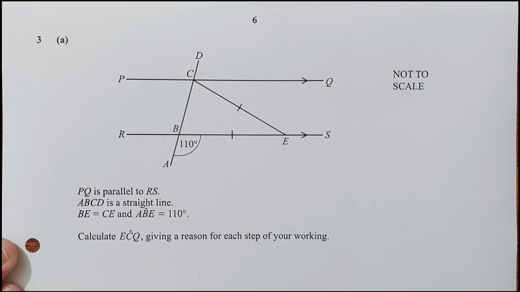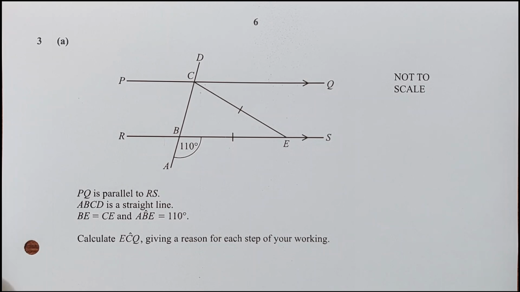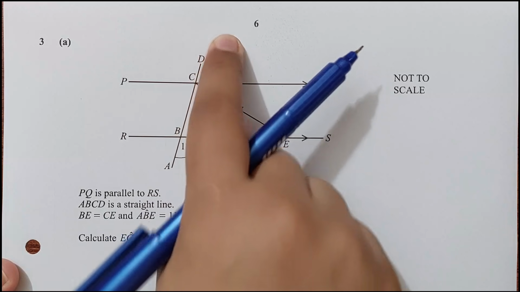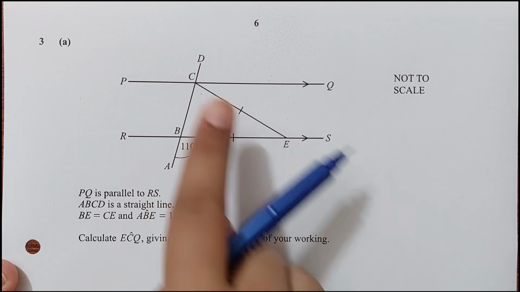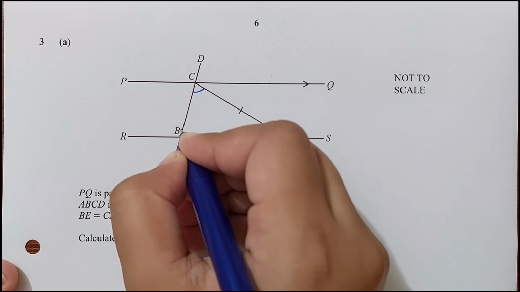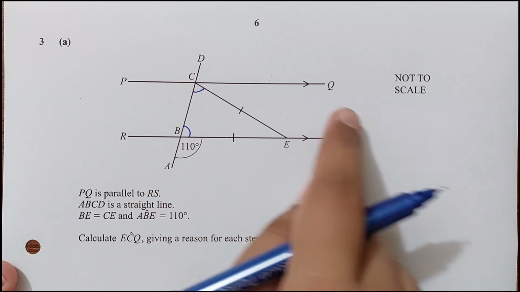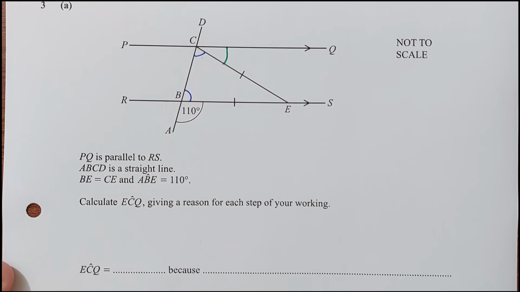Question number 3, part A. PQ is parallel to RS. PQ and RS. Okay, ABCD is a straight line. A, B, C, and D. These are parallel. This is a straight line. BE is equal to CE. Okay, so if they are equal, it means the triangle BCE is an isosceles triangle. These two angles are the same. Right. And angle ABE is 110 degrees. Calculate ECQ. Where is ECQ? This angle you have to find. Okay. Give a reason for each step of your working.